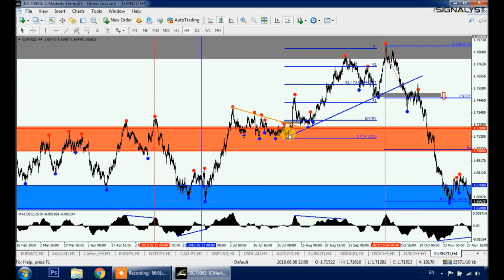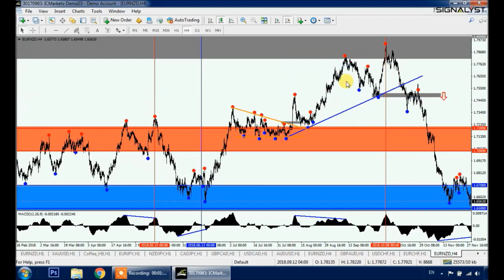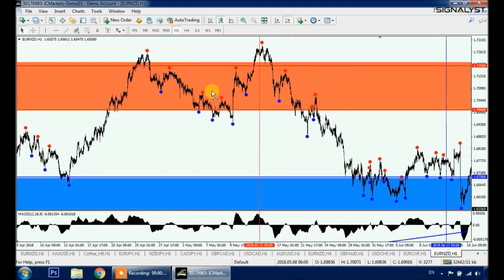For now, let's delete our risk reward tool to make our chart clear, and let's zoom to H1 time frame to look for potential entries around this setup and this setup. Let's go over this one first. We have a rejection zone in red and a divergence on H4. So we zoom into H1 looking for triggers.